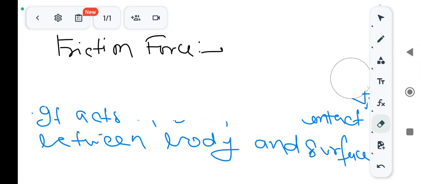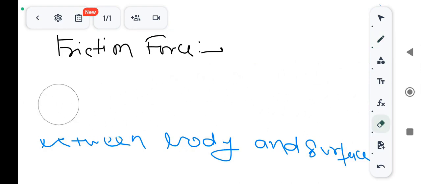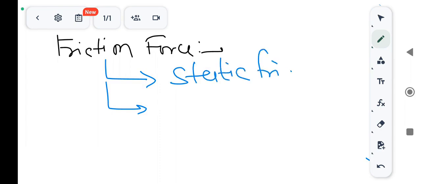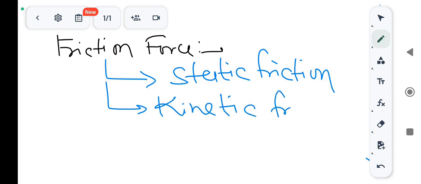The friction force, note down this. Friction force is of two types: static friction force and kinetic friction force.